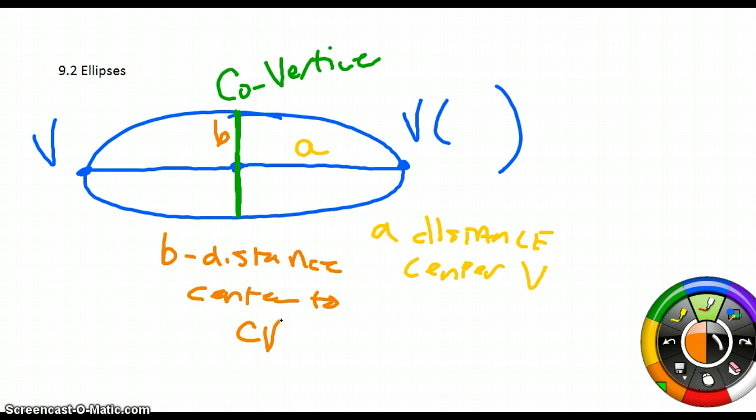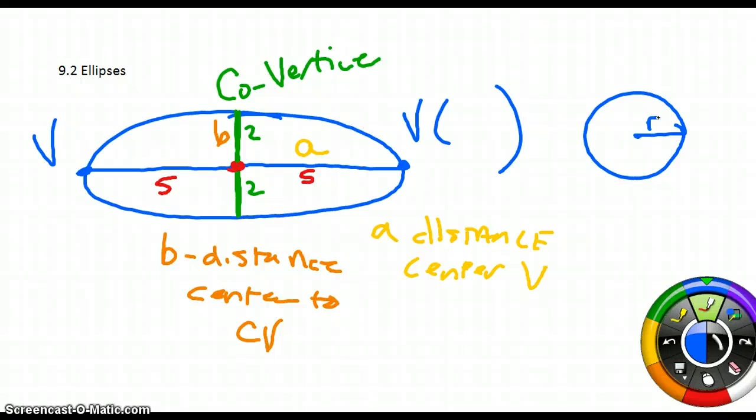So if this distance is 5, then we'll go 5 to the right and 5 to the left from the center. And if B is equal to 2, that means that we would go 2 up and 2 down, and we'll draw our ellipse. So different from a circle, which is equal distance from the center, here we're not going to have equal distances. So take a minute, make sure you get down those notes, and then I'll show you where these A's and B's come from.